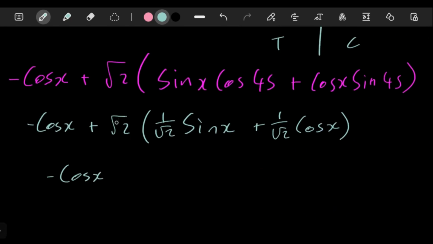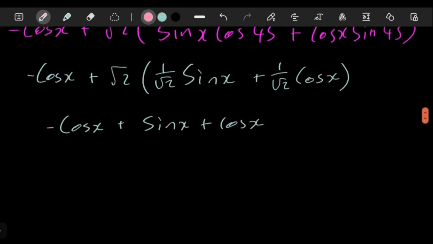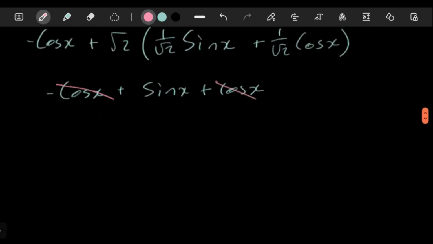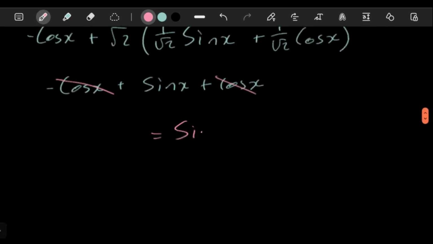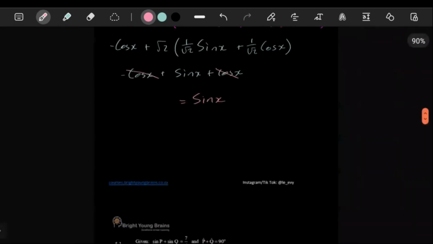Square root of 2, if you multiply inside, is going to be square root of 2 over square root of 2, which is 1. Same here, if you multiply inside, you're going to have a 1 here. This simplifies to one trig expression, and you know that this is just going to be equal to sine x. And we keep moving forward. We love it.